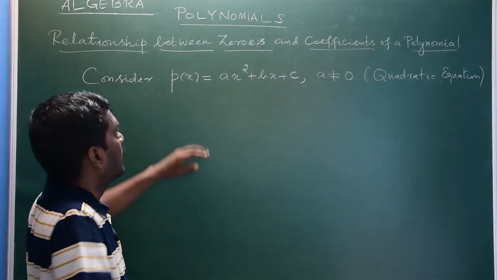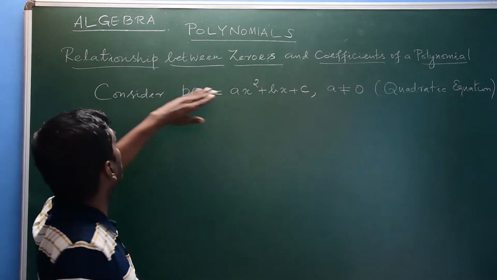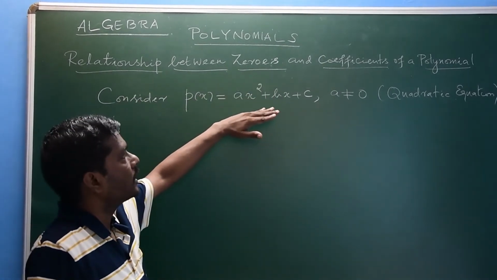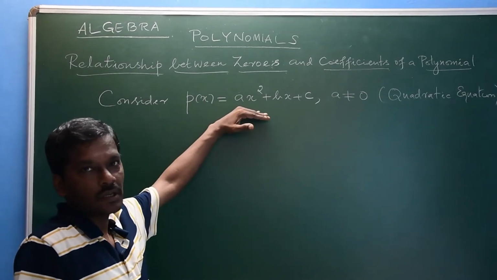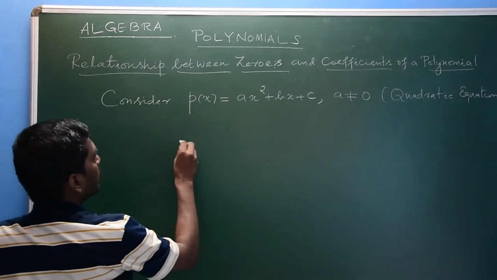Welcome students. In this video we are going to see the relationship between coefficients of a polynomial and zeros. In the previous video we verified this result using an example. Now we will give the general proof.